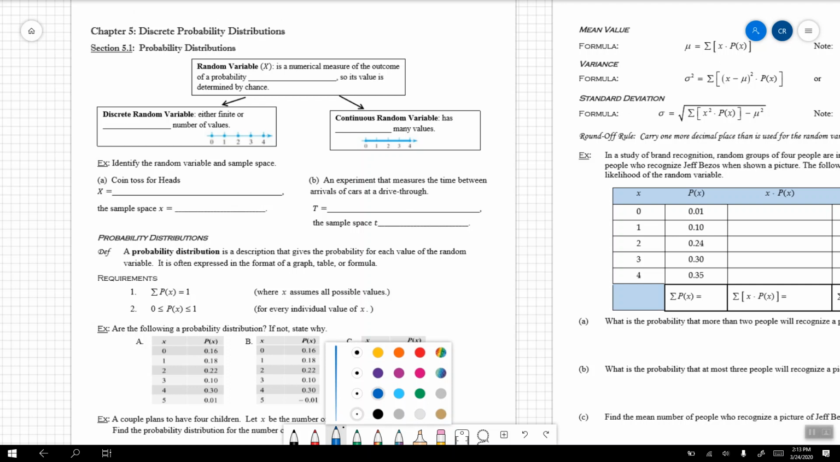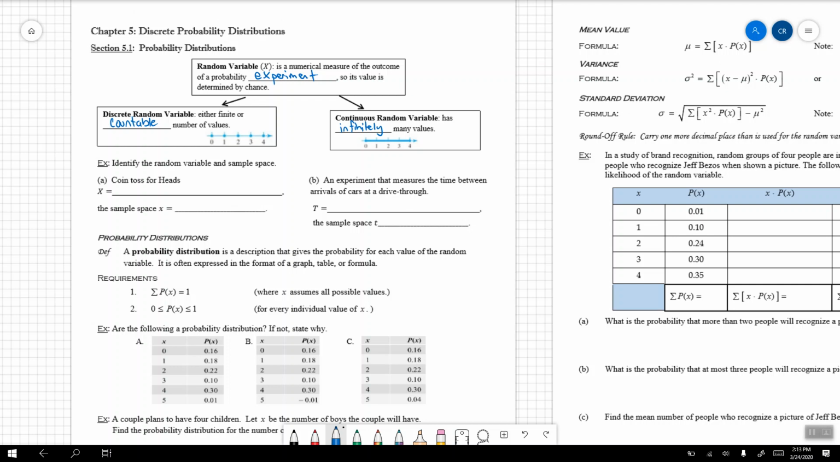A random variable X is a numerical measure of the outcome of a probability experiment. So its value is determined by chance. Now remember, a discrete random variable is something that you can count. All right, this was something that was countable. And a continuous random variable had infinitely many values. In other words, they were uncountable.